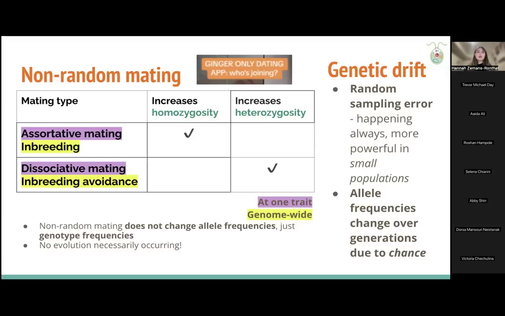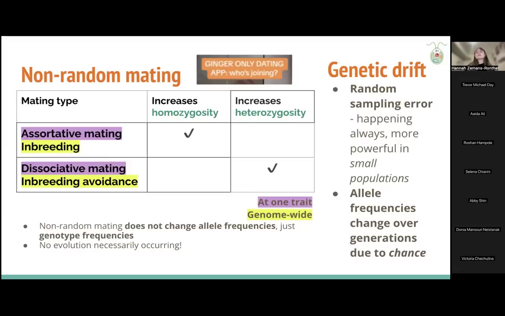That means you're selecting for people who have a similar genome as a whole, not just for one trait. And both of these things increase homozygosity. Now, dissociative mating is one trait again, but that's when you're looking for traits that are opposite to yourself. So maybe you have brown hair, but you want to date someone who has blonde hair, and that is dissociative mating at one trait. And then inbreeding avoidance, which is just the opposite of inbreeding, like within a family, so we're not mating with our family members. That is genome-wide. So that means you're avoiding within the whole genome, and that increases heterozygosity.